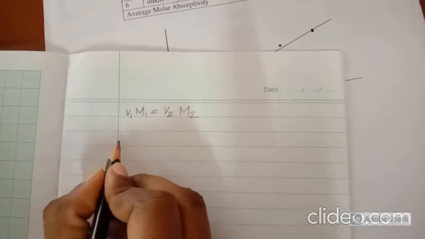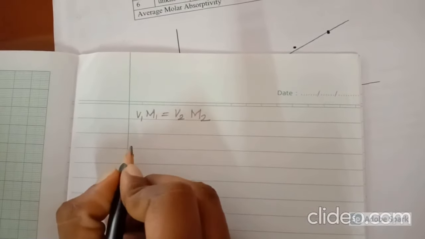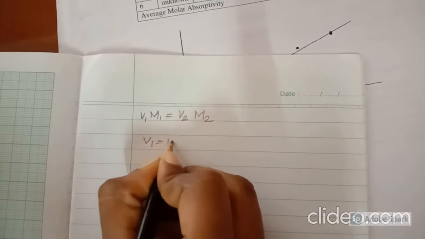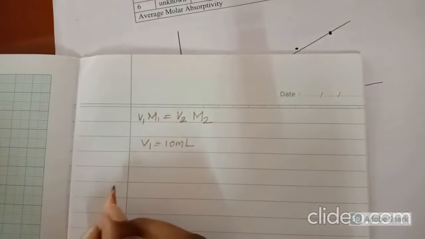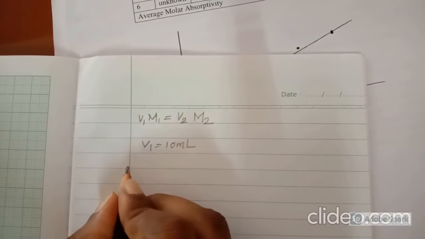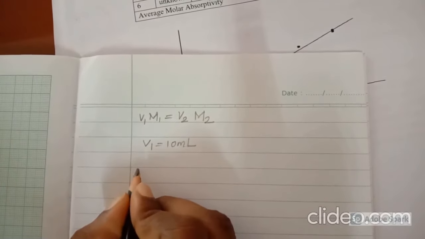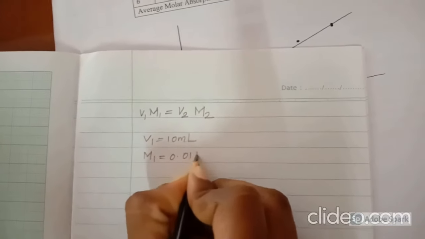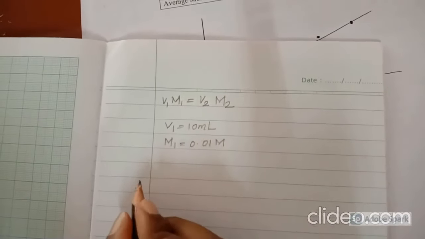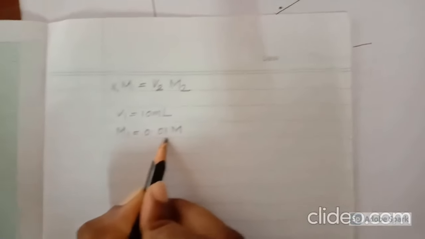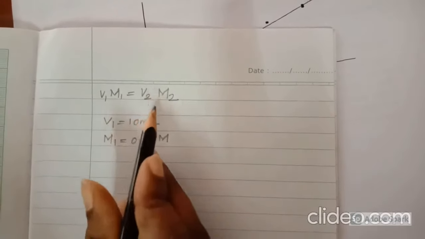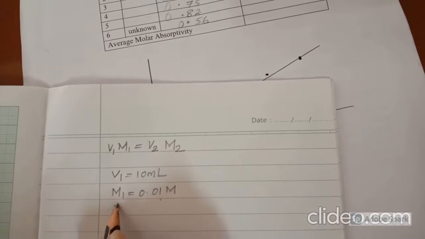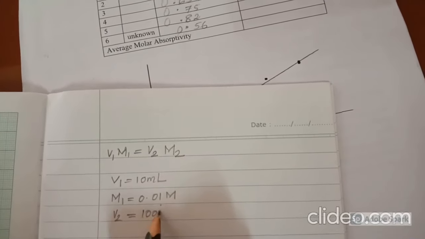In the first solution, we have taken 10 ml of the stock solution provided. So the value of V1 is 10 ml. The stock solution provided has the molarity 0.01. So M1 is equal to 0.01 molar. The 0.01 molar solution of 10 ml is made up to 100 ml in the first standard flask. So the value of V2 will be 100 ml.